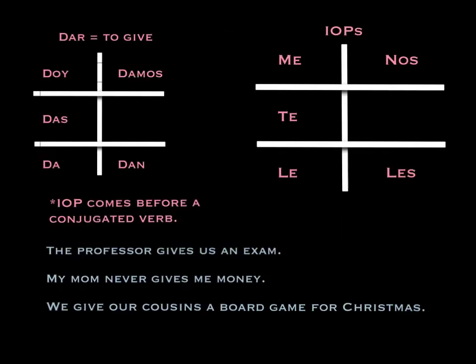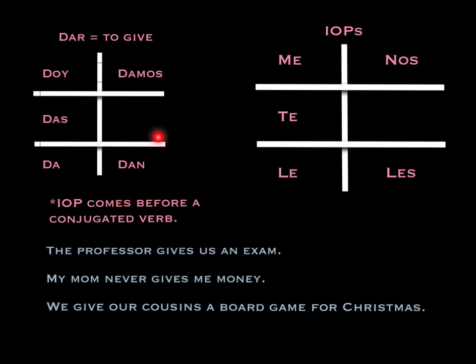So if we look at the verb dar, which you all already know means to give, and here are the conjugations for you, doy, das, da, damos, dan. We would ask, maybe, who are you giving something to? So the person doing the action is going to receive the form of the conjugated verb. So if I give something, it would be doy. If you give something, das. He or she gives something, da. If we give something, damos. If they give something, dan.